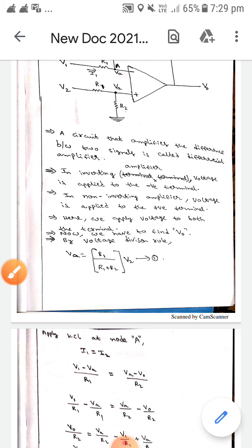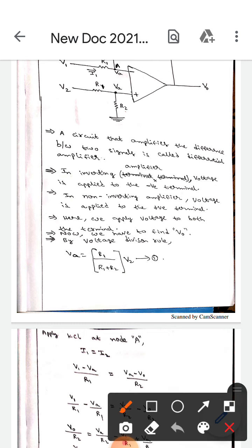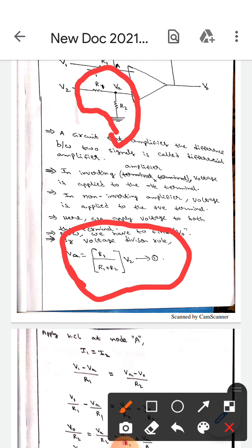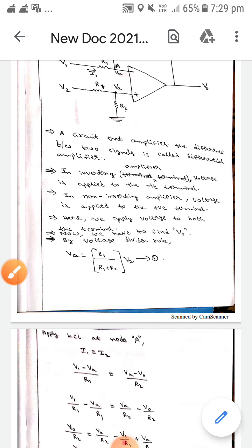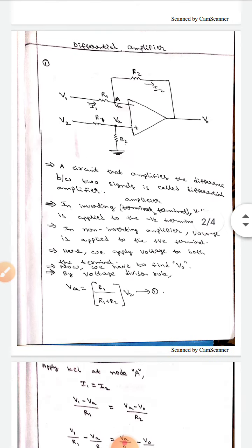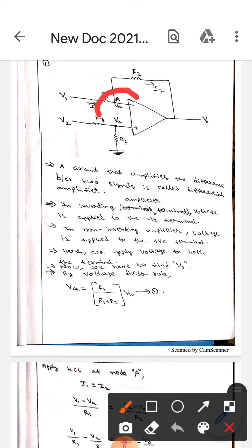If we look at this point, by the voltage division rule we can say that VA is equal to R2 by R1 plus R2 into V2. Let us keep this as equation 1. And if you look at this point A, it is a node, right? At this point I1 will be equal to I2.